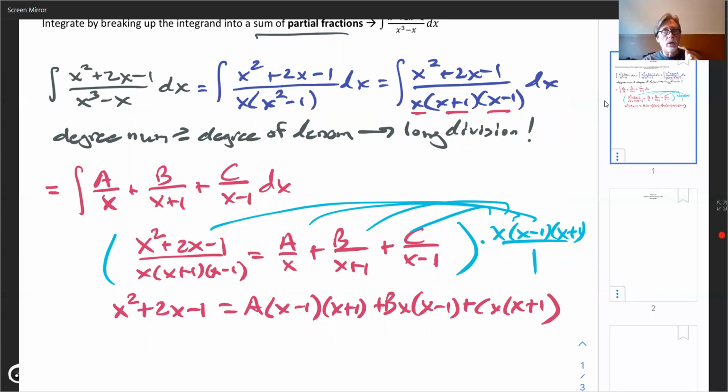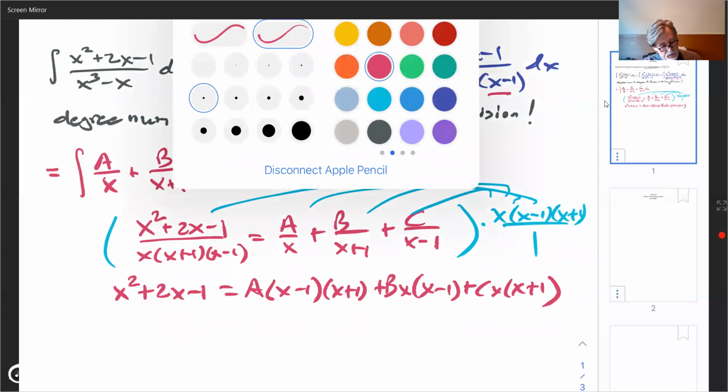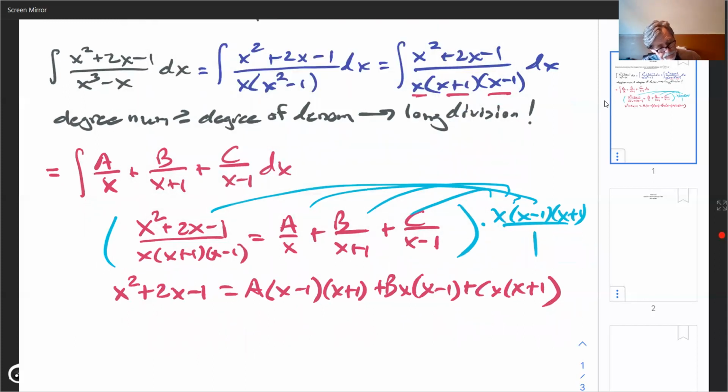But with this problem, there's a fast way to do it. I'm going to switch colors now. I'm going to go back to this guy. I'm going to say, let x equal 0. So this is supposed to be satisfied by all x. In particular, I'm choosing a strategic value of x that causes a factor to disappear.